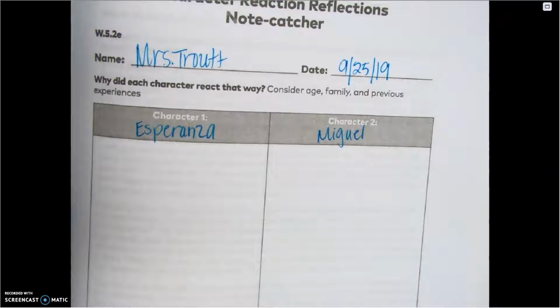What did she want Miguel to do? Tell his boss. So you're telling me the why. You already did the reactions. Now you're telling me why you think they reacted like that. Got it? Good? Okay.